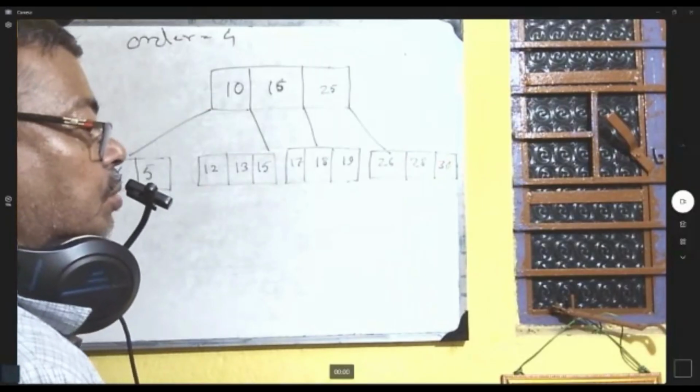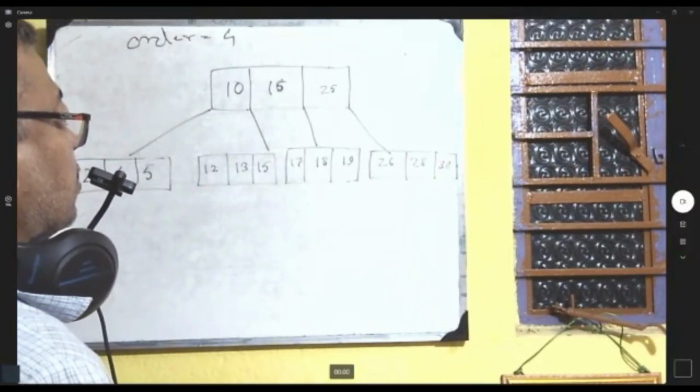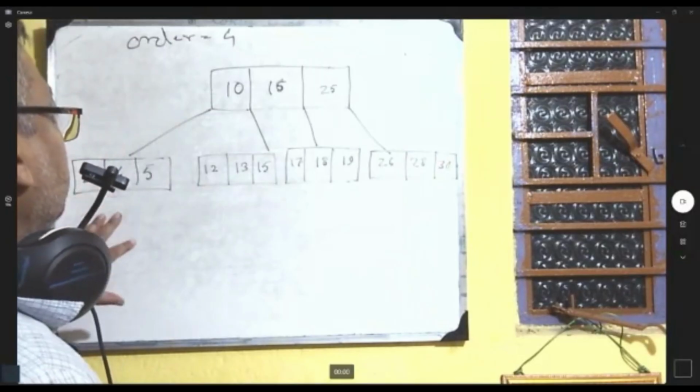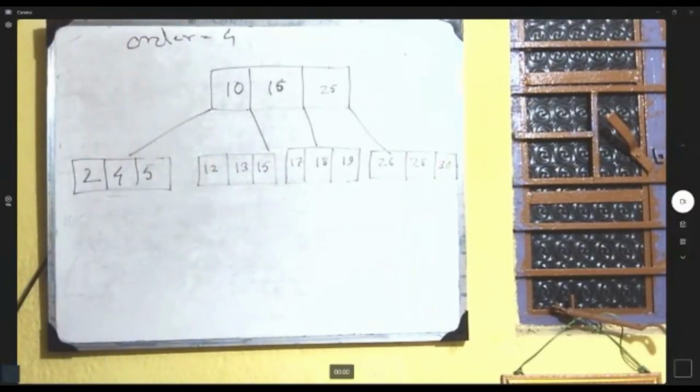If we want to delete any value, how is the value deleted and what is the procedure? If it is a leaf node, then we can delete the value. But we have to check whether it satisfies the minimum key condition or not. The minimum key is 4.